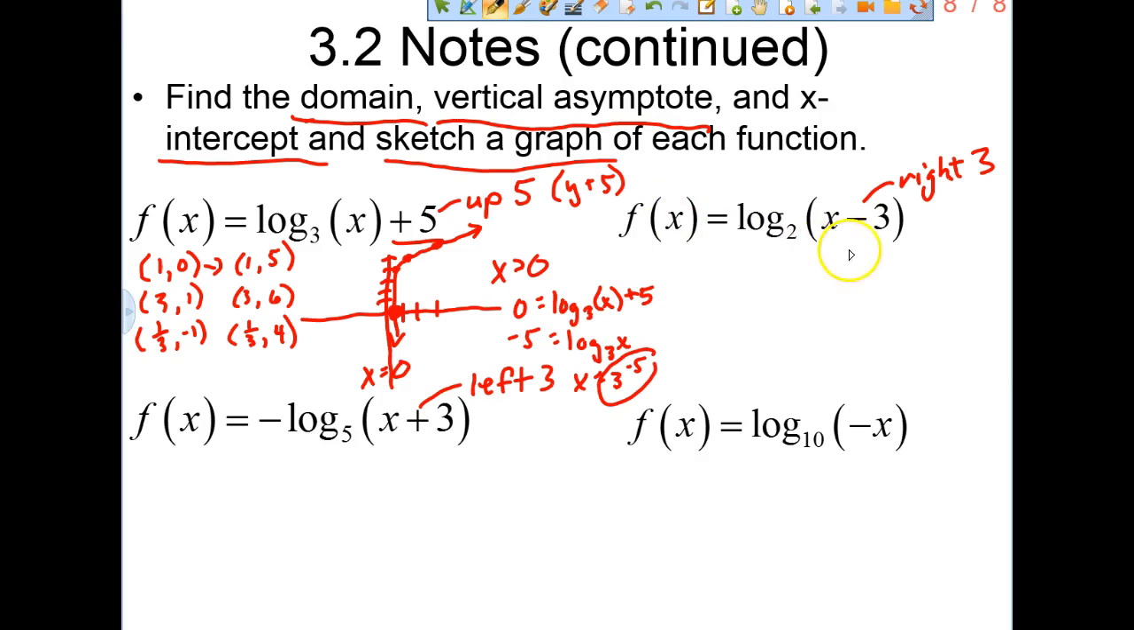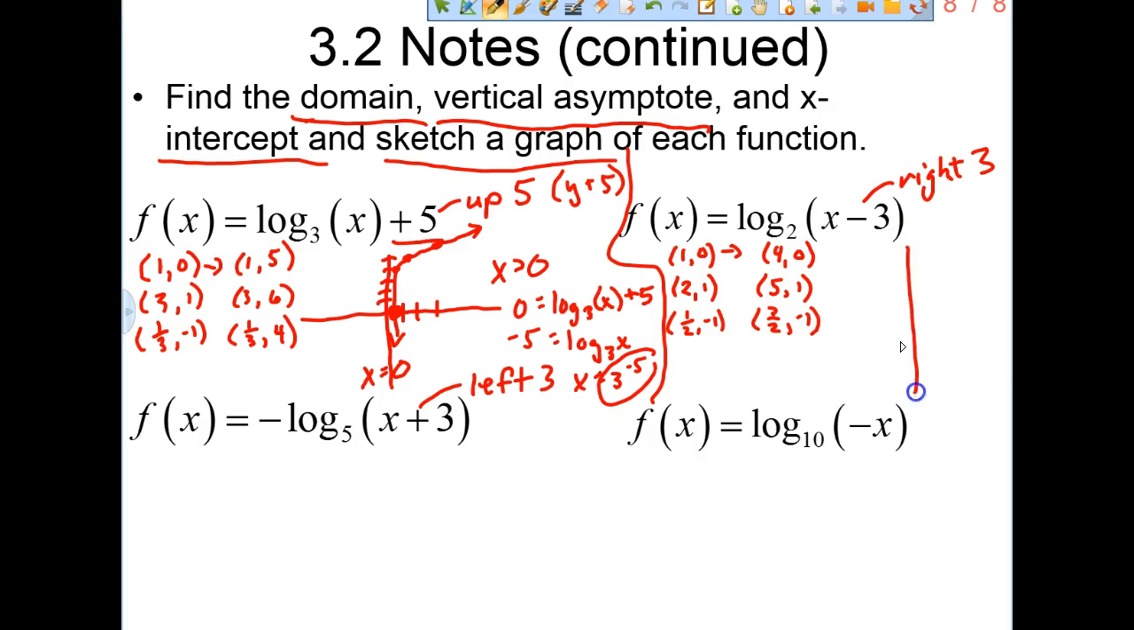All right, what about this next one? We're going to shift to the right 3. So we're going to start with our basic points. So that would be 1, 0. Remember, the base is 2 here. So 2, 1, and then 1/2, negative 1. All right, so 1, 0. If I shift that to the right 3, I get 4, 0. 2, 1. If I shift that to the right 3, I get 5, 1. If I shift 1/2 to the right 3, I would be adding 3, so that'd be like 7/2, negative 1.